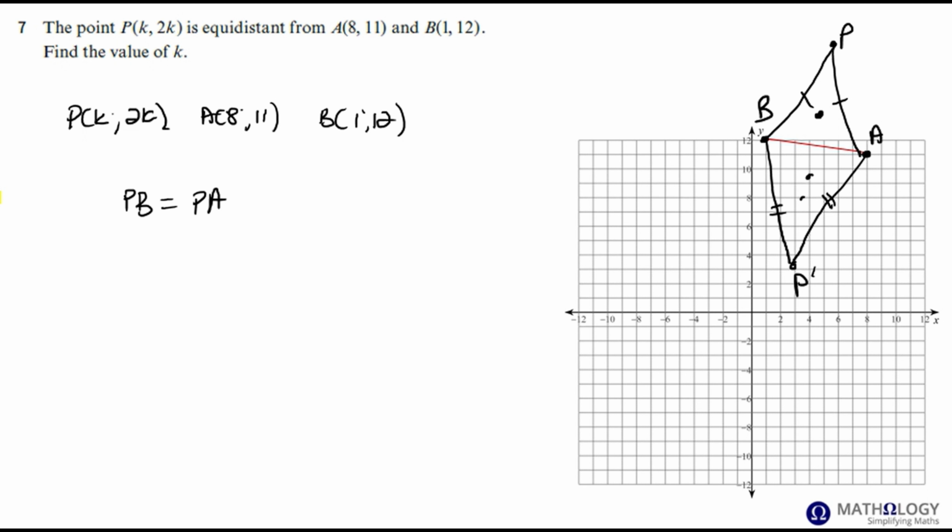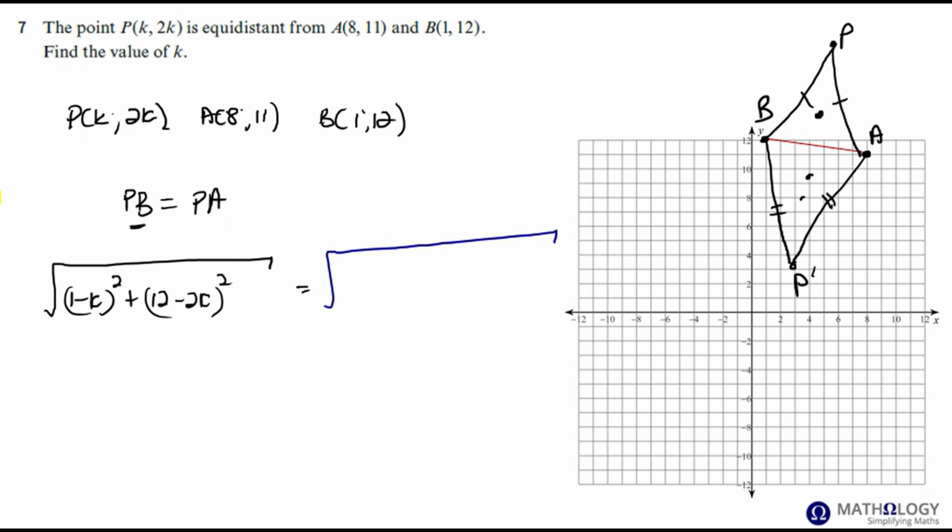So the square root, we're working with PB now. PB is the square root of (1 - k) all squared plus (12 - 2k) all squared. And PA is going to be the square root of (8 - k) all squared, plus (11 - 2k) all squared. And because we have square roots on both sides, we're just going to drop those square root brackets and at the same time multiply everything out underneath those square root brackets.